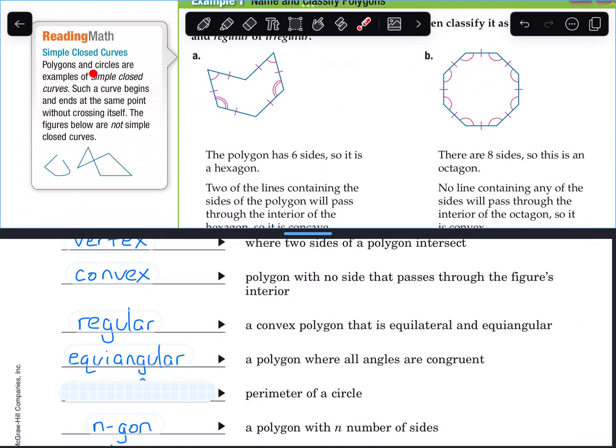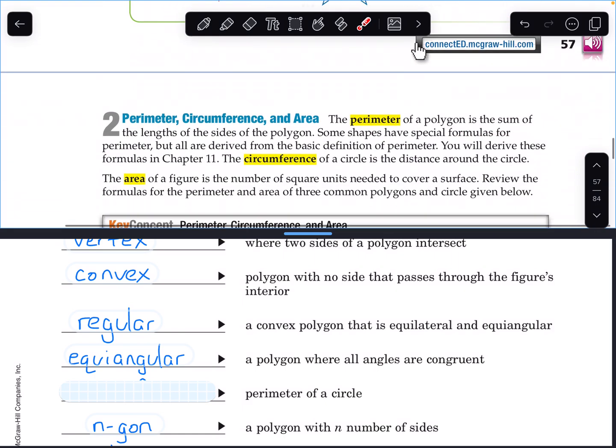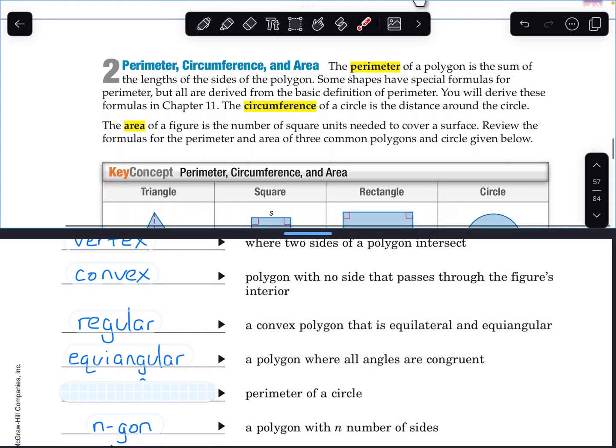Please note polygons and circles are simple closed curves. Curve is the mathematically broader term for any line. Anything you're drawing with your pencil is a curve. If you connect back to yourself, it's closed, and without crossing itself. So this one is not closed and this one is not simple because it crosses itself. And we'll do the examples properly in part 2, as per usual.